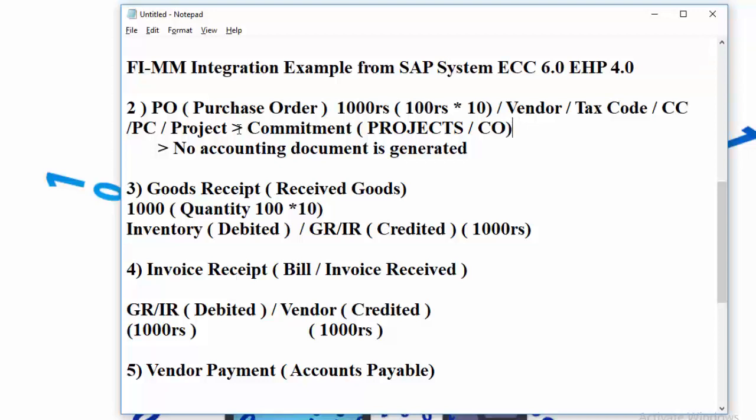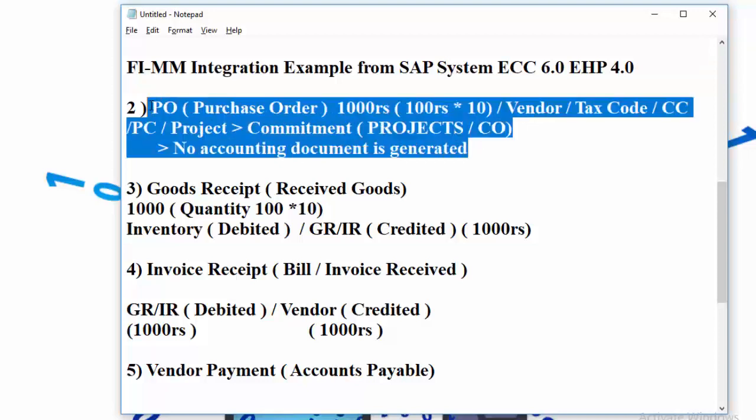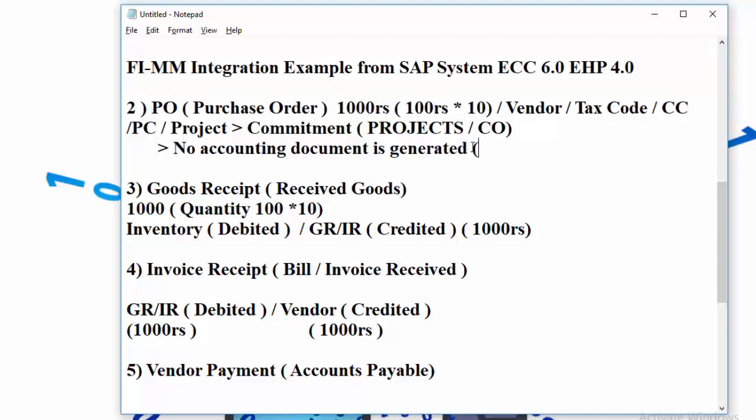So this will be creating a commitment, but there will be no accounting document generated in F5, while a commitment entry will be created in controlling, noted as a commitment to be paid, or a commitment on a project, which will affect the budget of the project, or consume the budget of the project or controlling object. That's a different management ledger. But in financial accounting, there will be no accounting entries created.